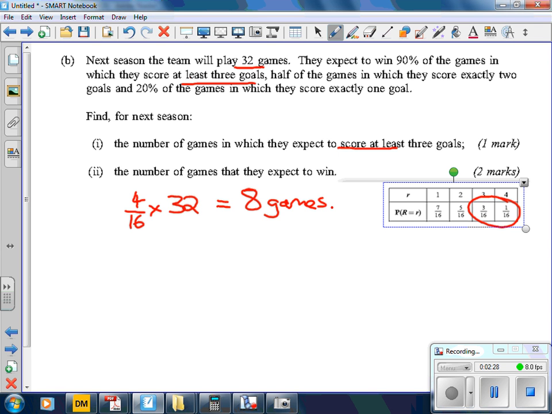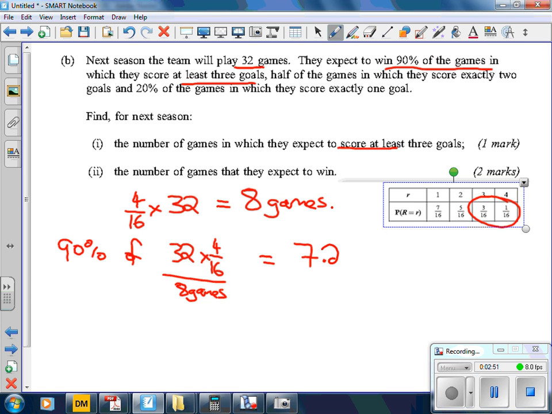They win 90% of those games. So we've got 90% of 32 times 4 over 16. That's 8 games, we just said that. And they're going to win 90% of that. Well, 90% of 8 is 7.2 games, isn't it? Don't worry about the 0.2 for now. Now let's go for the next bit.